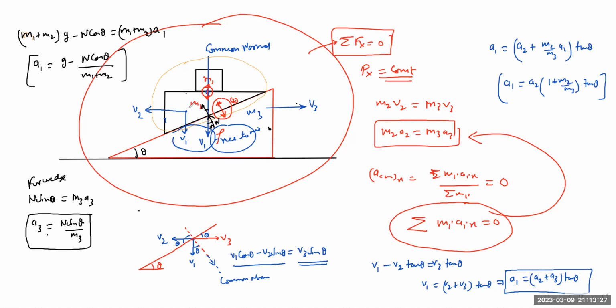It becomes a bit cumbersome, but you can add the same normal for the middle wedge. For the middle wedge, what is the net force in the left? Any guess? It is N sin theta again, which is M2 into A2. Correct? A2 is N sin theta by M2. I can get all values of A1, A2, A3, all in terms of the single variable N.